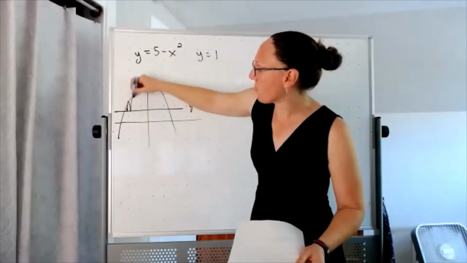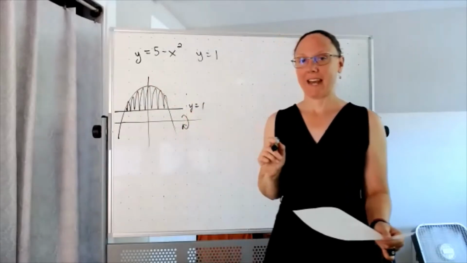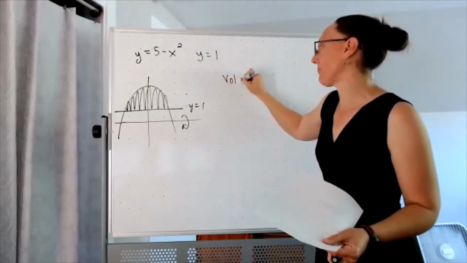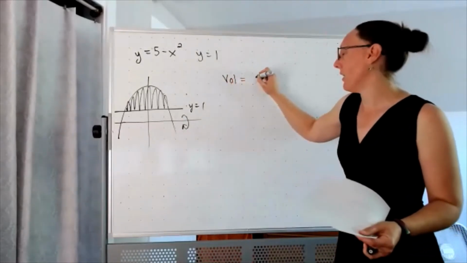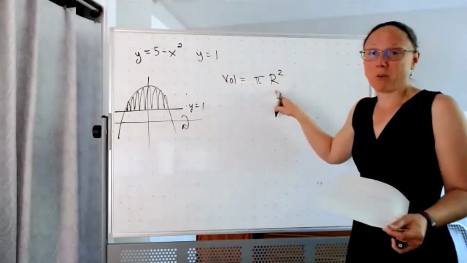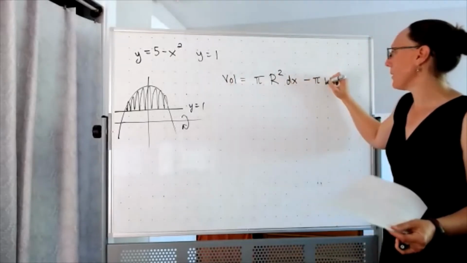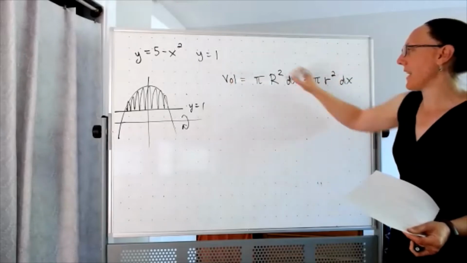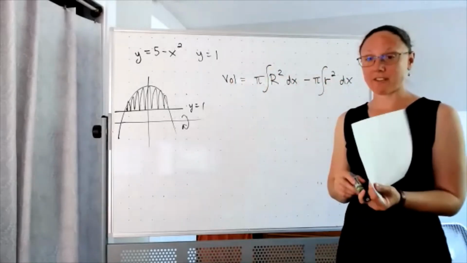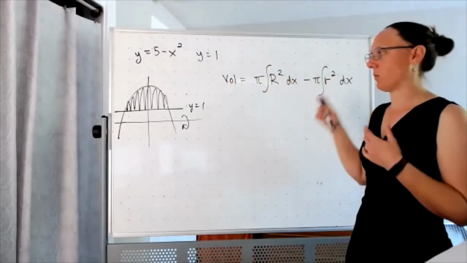So we're taking this region and revolving around the x-axis. So in terms of a formula for the volume, I know that's going to look like pi times, I'll just call it like my big radius squared dx minus pi times my little radius squared dx. So a couple things we have to do. We need to figure out the limits of integration, and we need to figure out our big and little radius.